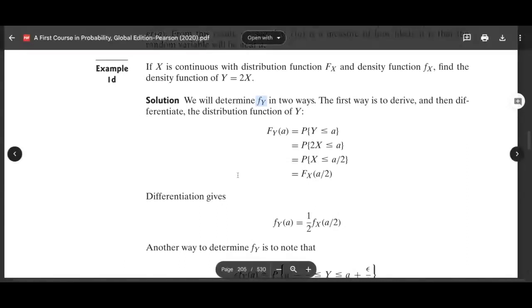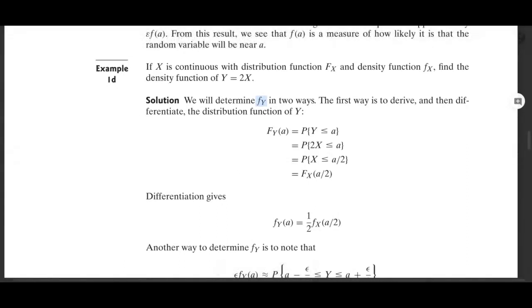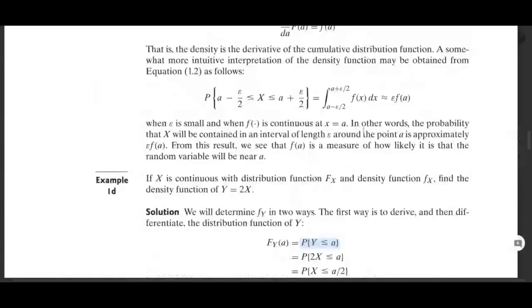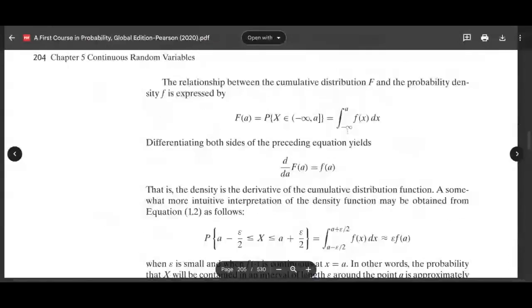We can find it in two ways. The first way is to derive it by differentiating the distribution function of Y. That would be capital F_Y of a, which is the probability that Y is less than or equal to a. Remember, that's how we define it here.